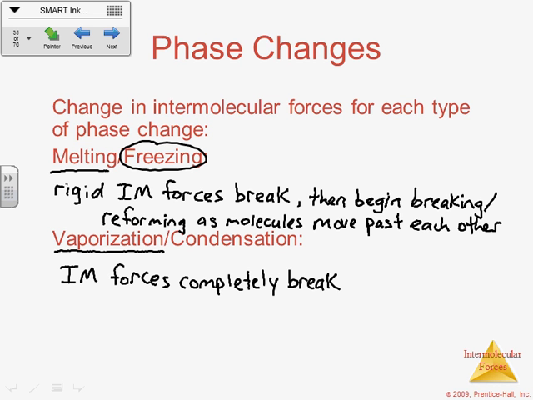Condensation would be the opposite. So you've got things that really don't have any intermolecular forces between them, but then you slow them down enough, get them close enough to one another, they start to form those attractions again. And before they actually get held rigidly in place, they'd just be sliding past one another still and start forming, breaking, reforming those intermolecular forces, okay? So that's kind of the idea of what's going on there.